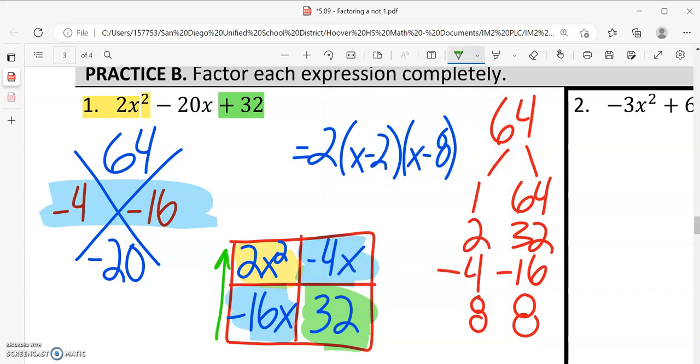Now what we're going to do is we're going to try and factor out going up. I always like to go up this direction. Technically, you can do it in any way you want. I always just go this direction. So 2x squared and negative 16x.